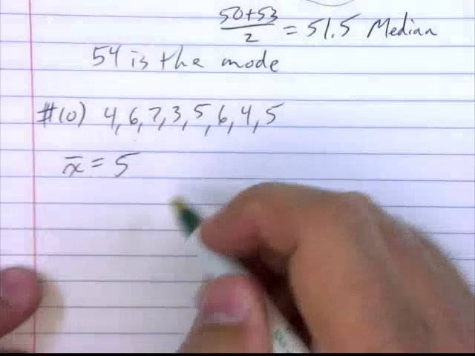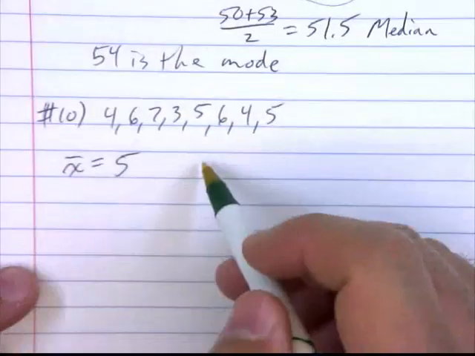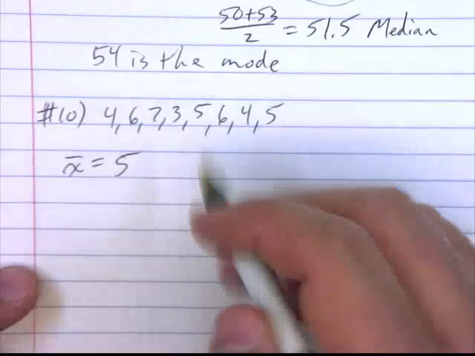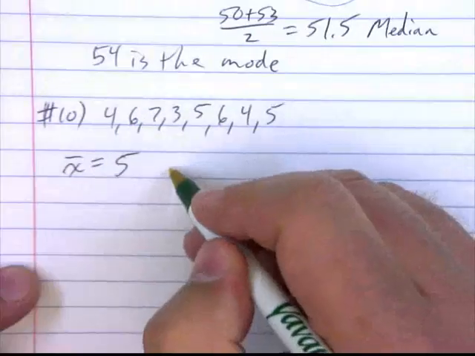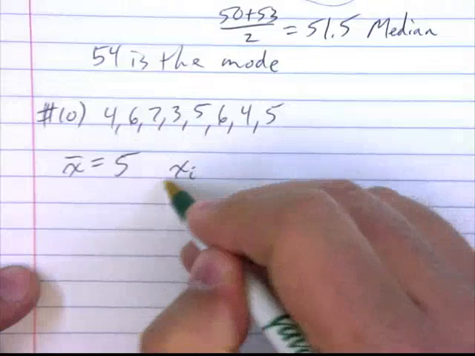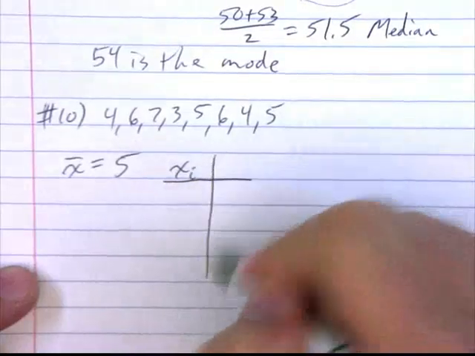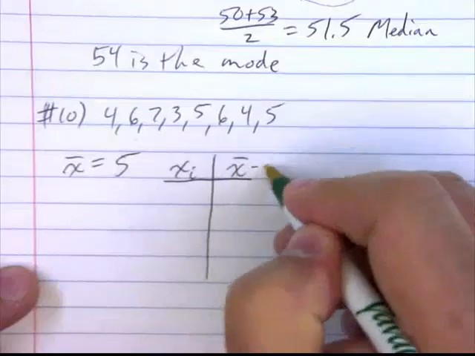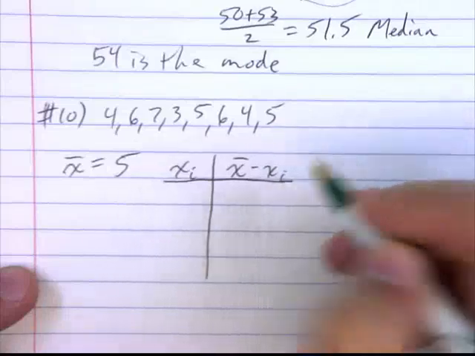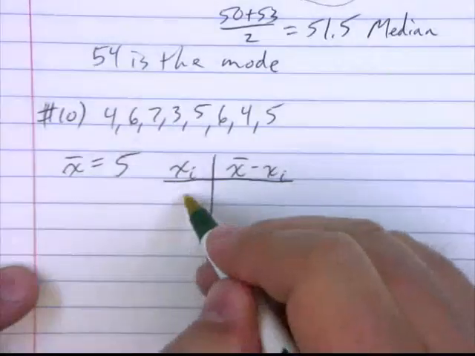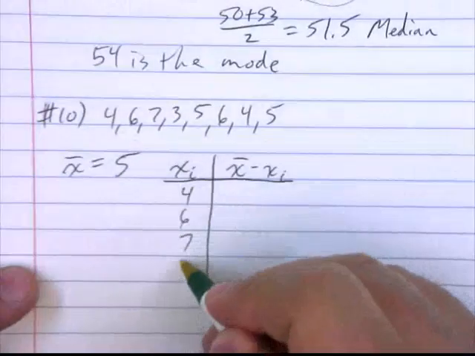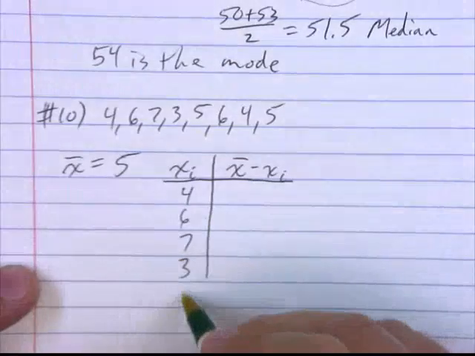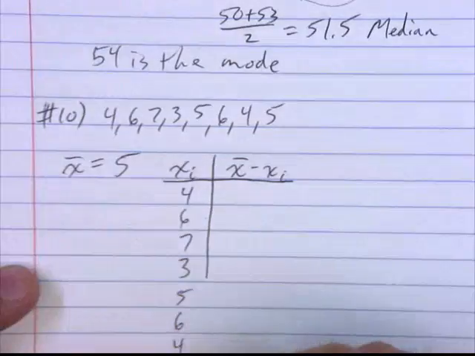mean. And now what we want to do is find out how far each of these numbers is from the mean. So I'm going to set up a chart that's going to have my different data points and how far those data points are from the mean. So my data points are 4, 6, 7, 3, 5, 6, 4, and 5.